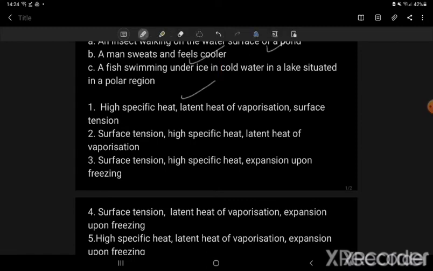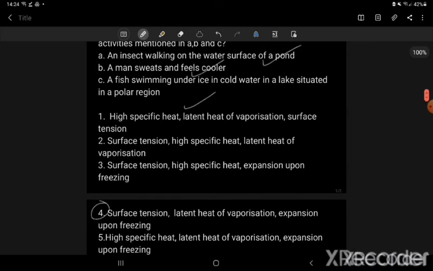Why? An insect walking on the water surface of a pond. A water film forms because of the surface tension of water. Surface tension of water arises due to the cohesive forces between water molecules. Rewatch the video and understand that again. So statement A, an insect walking on the water surface of a pond: the property that is responsible for that is surface tension.